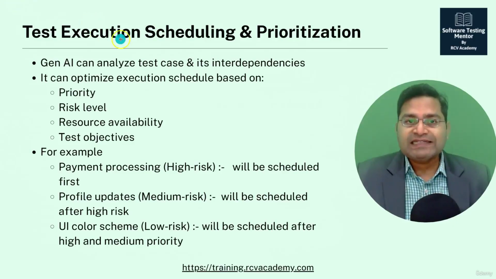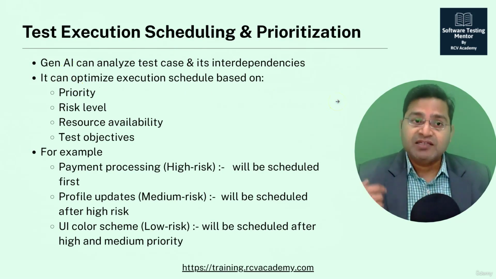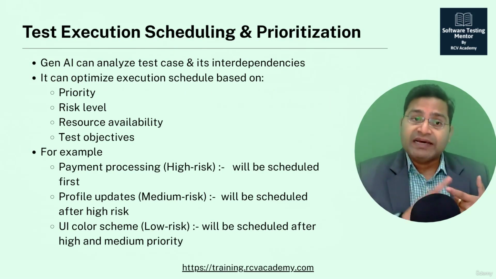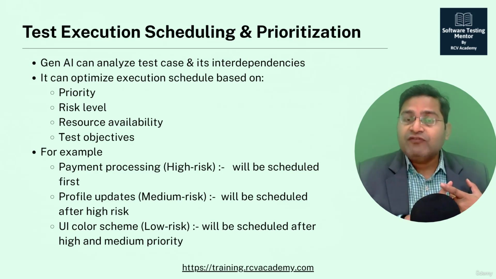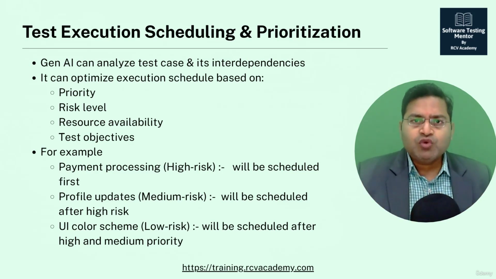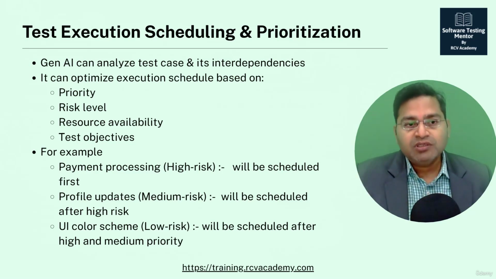Now if we talk about test execution, scheduling and prioritizing, generative AI can analyze the test cases and their interdependencies. It can optimize the execution schedule based on the priority of the requirement, the test cases, risk level, resource availability, and test objectives. You define these things in the requirement and test cases, and accordingly the generative AI will be able to analyze and suggest an optimized execution schedule as well.